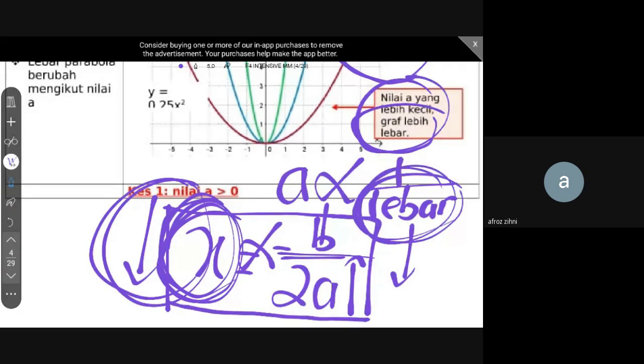Ini cara mudah nak ingat. If you don't want to memorize, kalau kamu tak mau hafal, guna konsep ni. Berkadar songsang. X dengan A. Okay, so this is how kamu boleh tentukan hubungan to investigate the relationship between A and X. Guna formula balik.